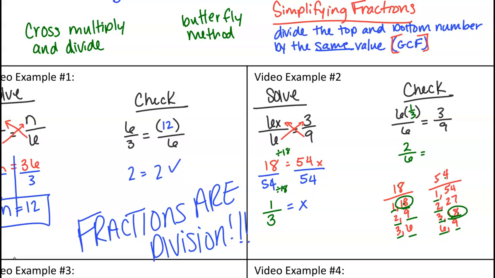3/9 can be simplified to 1/3 by using the same method. So divide by 3, divide by 3. 2/6 can be simplified. 2 can go into both of those, so divide by 2. 2 divided by 2 is 1. 6 divided by 2 is 3. So that is our answer.